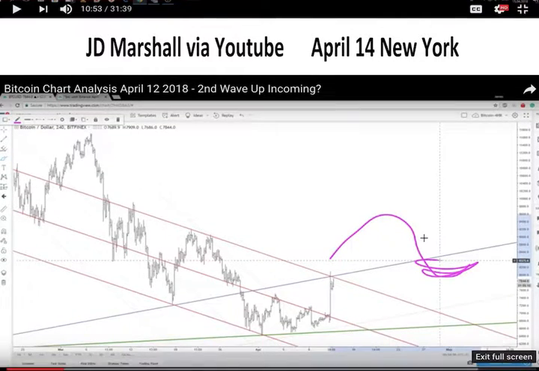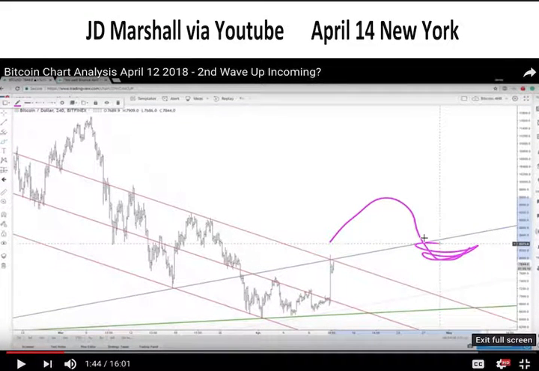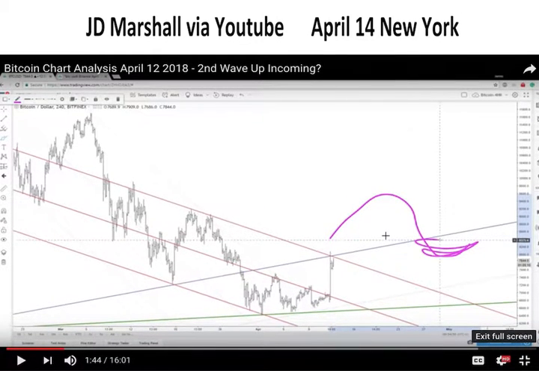And JD Marshall also wants to see that higher high of 9,200 established before even considering being bullish. So he just uses lower highs and higher highs. The 6420 was the lower high, so we went above that. We established a lower high. Now we want to establish a higher high, which is above $9,200.